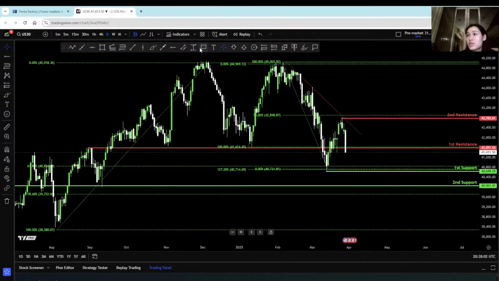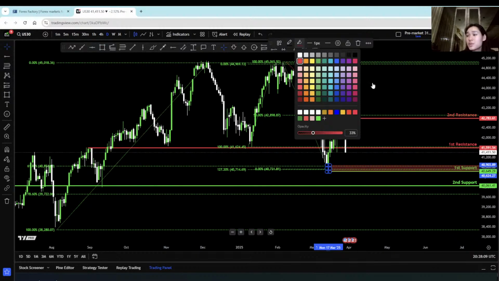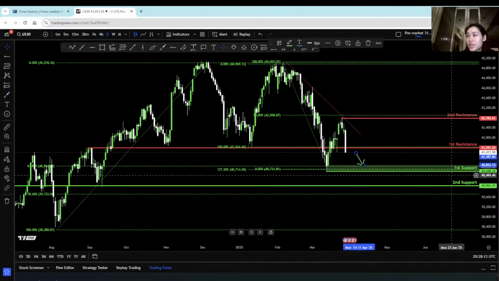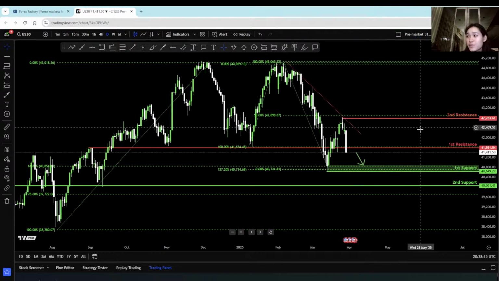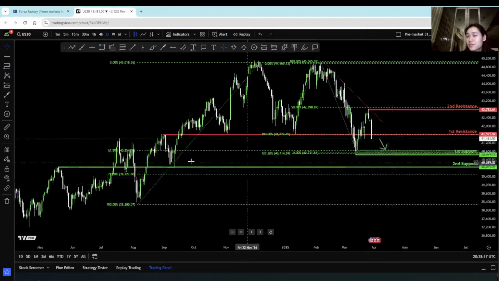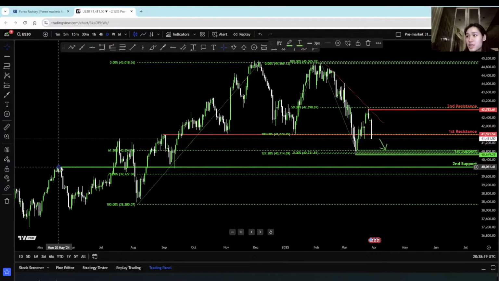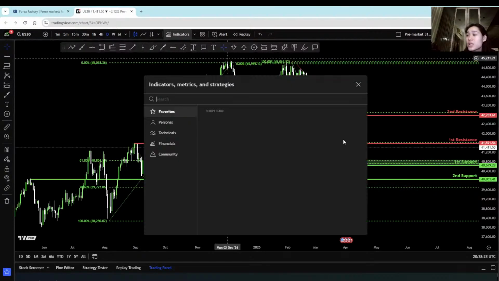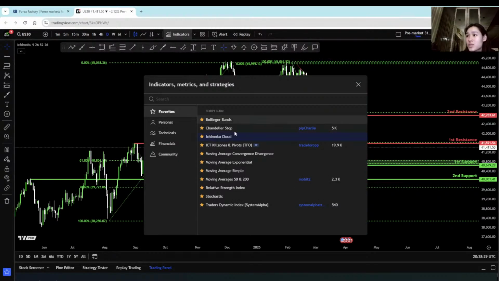Okay, so this is a confluence area here. We have two Fibonacci levels lining up. So I'm expecting prices to continue in this downtrend towards our first support, and perhaps even towards the second support because it is an overlap level. A bunch of swing highs and lows lining up in this area. So let's take a look at some indicators once again. Ichimoku, MACD.